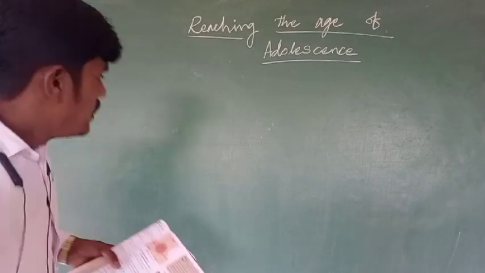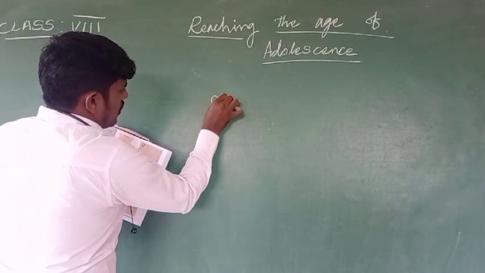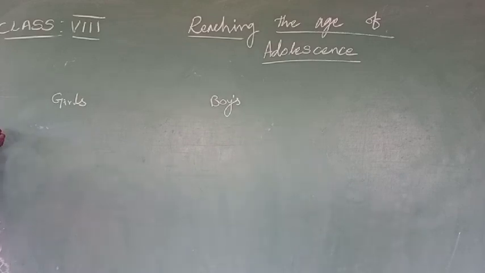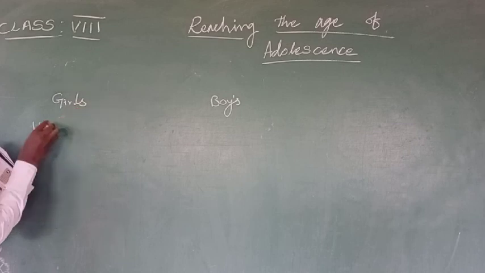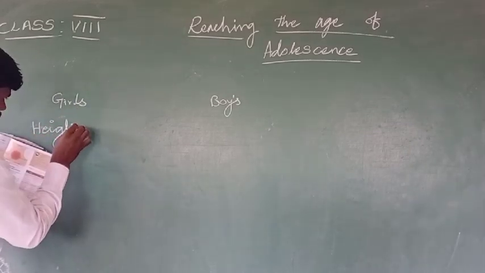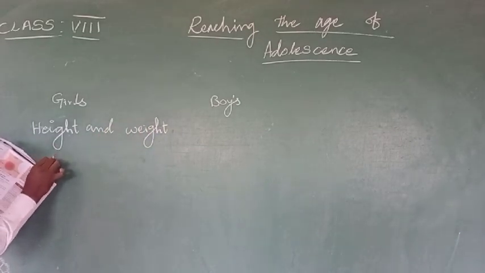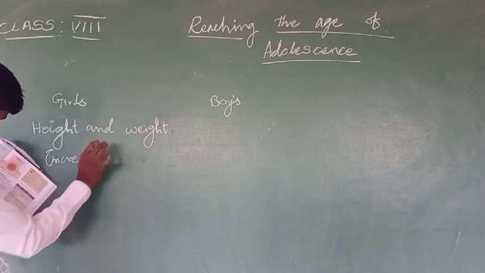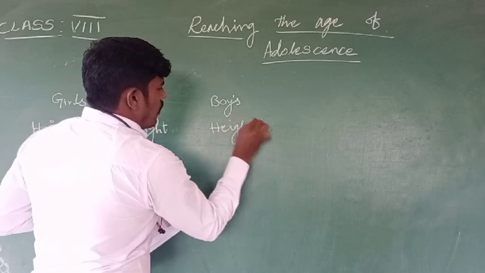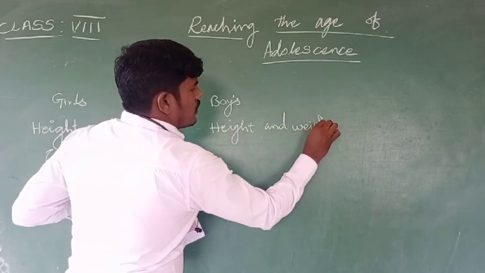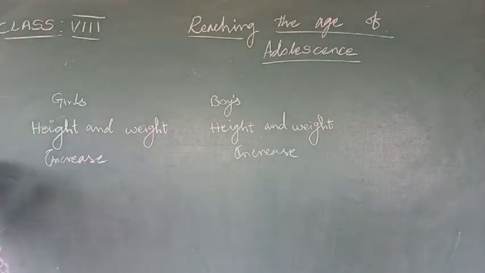See, the first writing is girl child and boys. The first point, height and weight increase. Girl child, height and weight increase. Here, height and weight increase the same. And fatty and subcutaneous tissues develop.